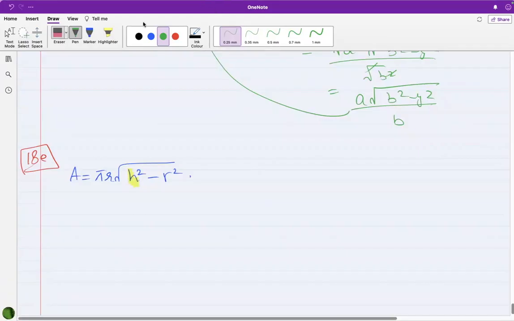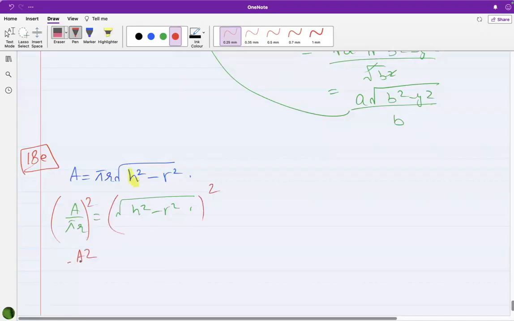Move the pi r to the other side. Very good. We take pi r to the other side. H square minus r square. What next? And then we can square both sides. Very good.